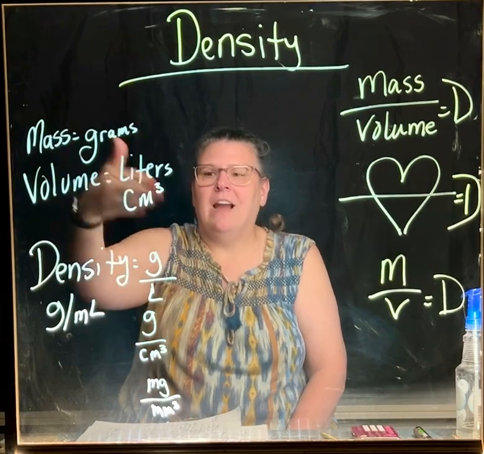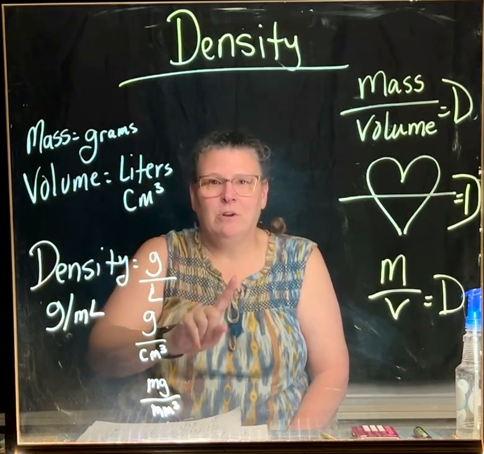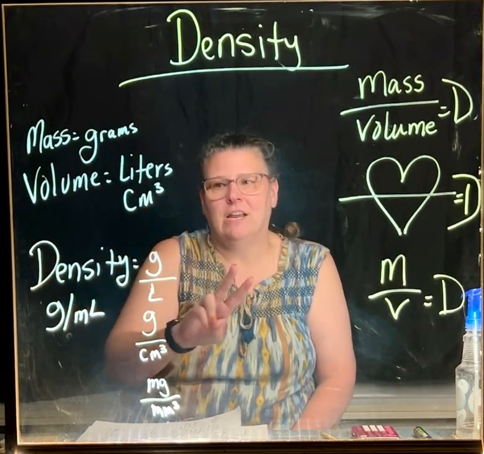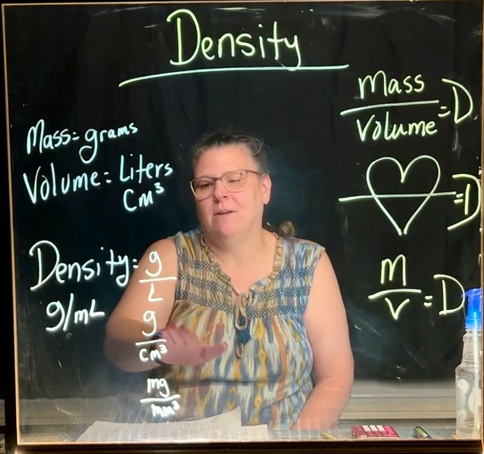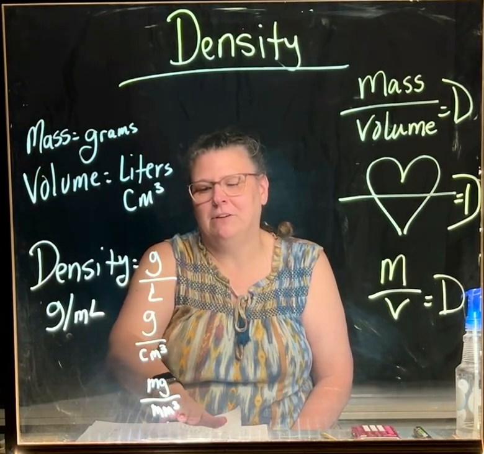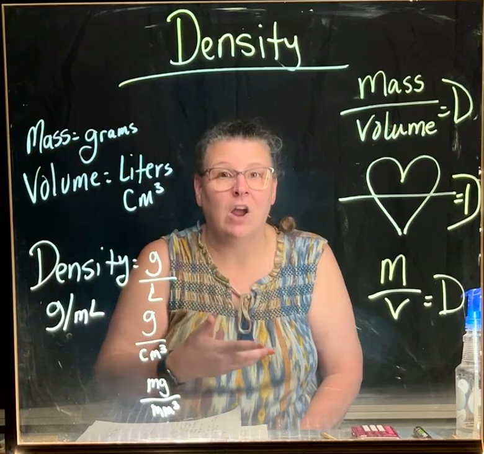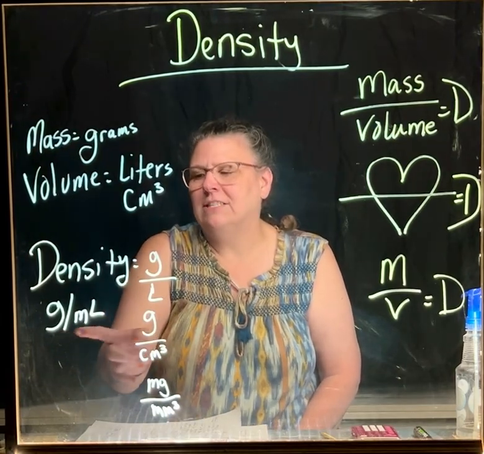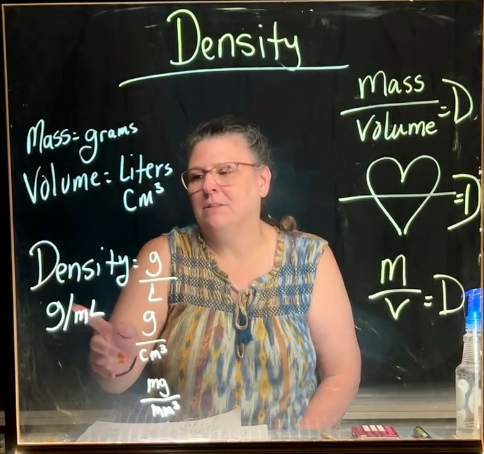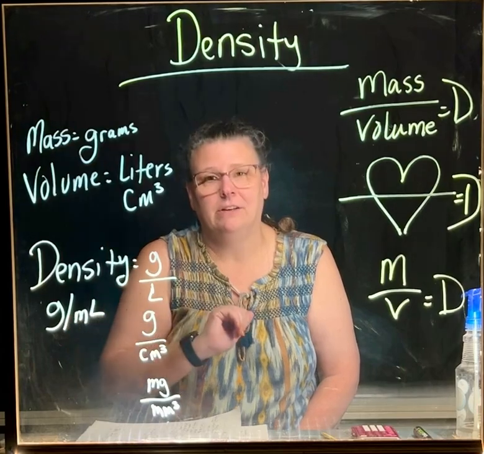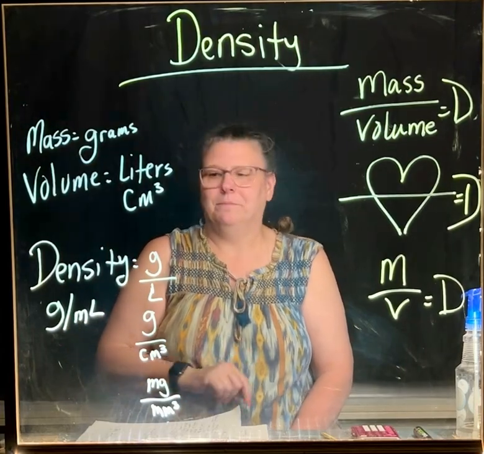But when you divide those in density, this is where you know it's density. It has 2 units attached to it. Grams over liters, grams over centimeters cubed, milligrams over millimeters cubed, and the list goes on and on. You usually see it something like this, grams divided by, or grams / milliliters. That's the most common one, okay?